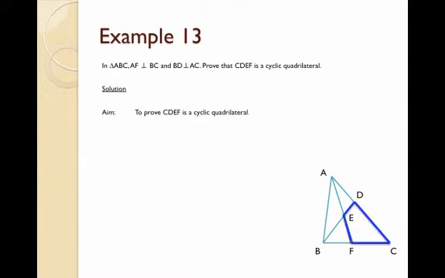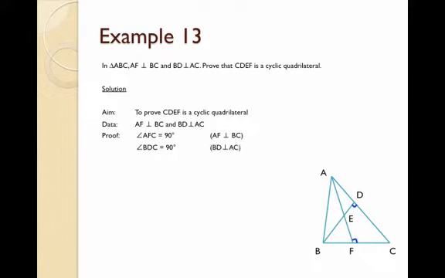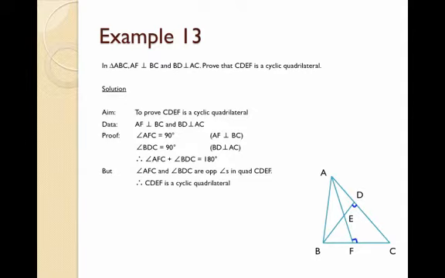Okay, we want to prove that CDEF is a cyclic quadrilateral. We know AF is perpendicular to BC and BD is perpendicular to AC. We begin our proof by stating that angle AFC has to be 90 degrees because AF is perpendicular to BC. Similarly, angle BDC also equals 90 degrees because BD is perpendicular to AC. Therefore, angle AFC plus angle BDC adds to 180. But these two angles are opposite angles in a quadrilateral. Therefore, CDEF is cyclic because a quadrilateral with a pair of opposite supplementary angles has to be cyclic.